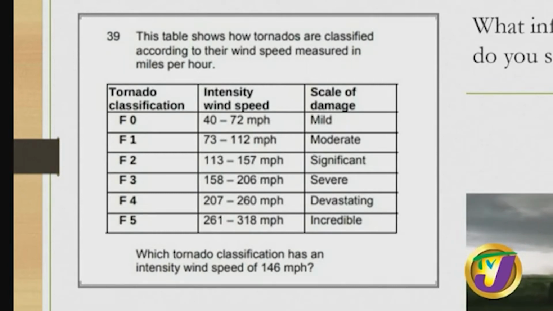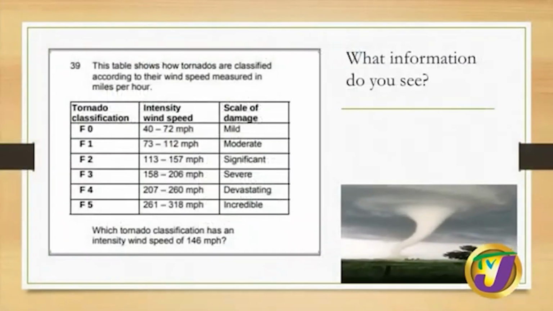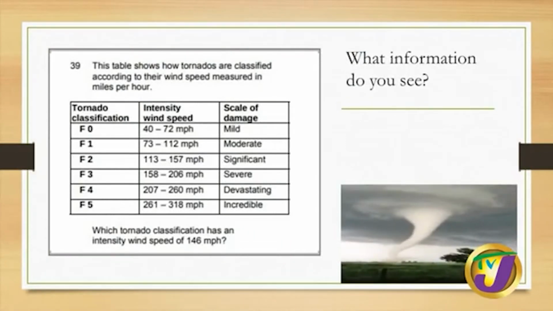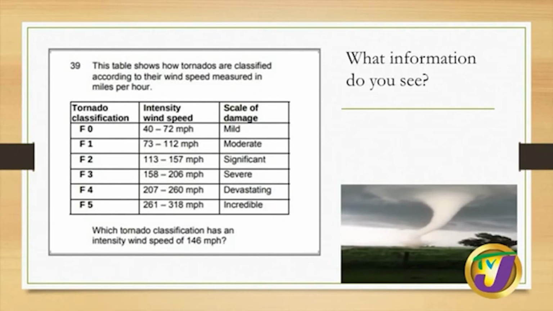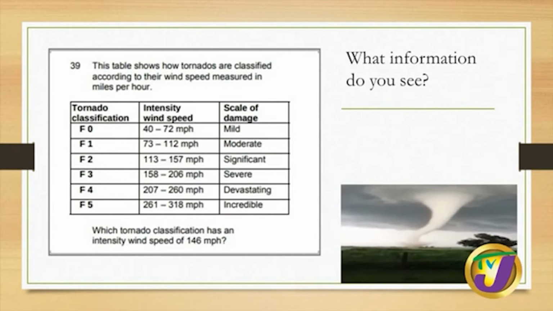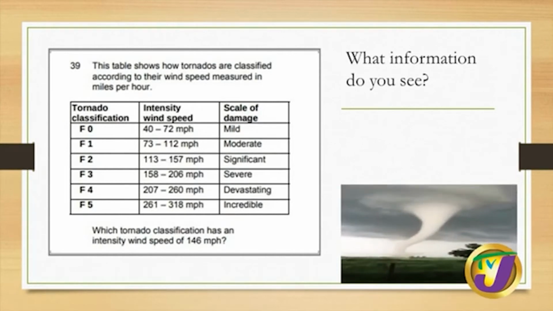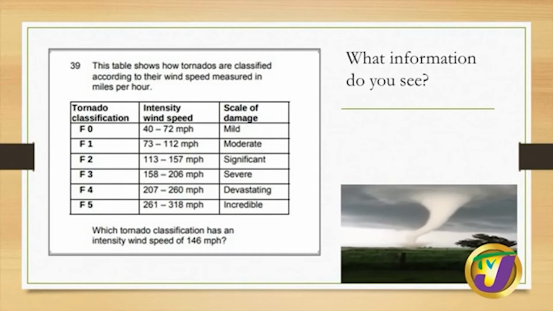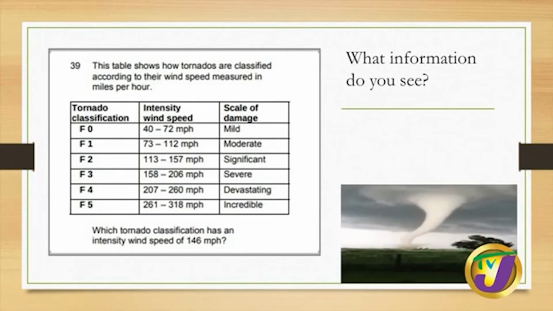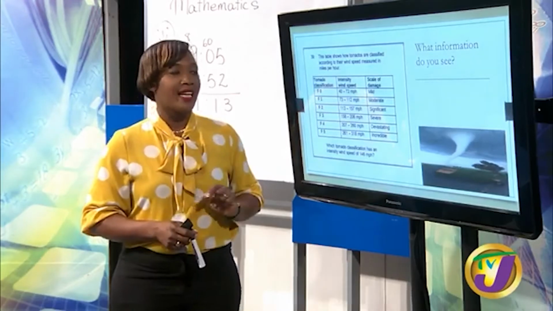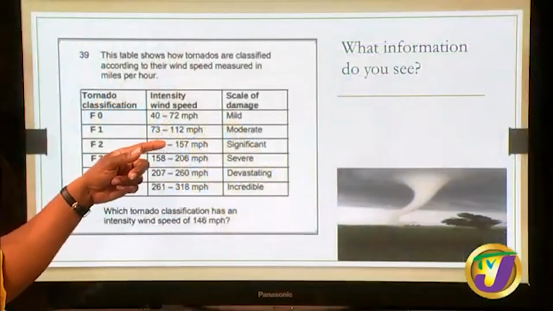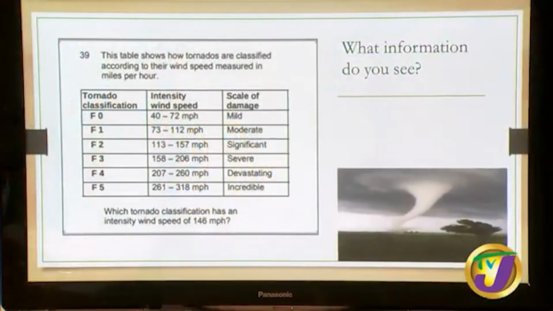What is the question asking? Which tornado classification has an intensity wind speed of 146 miles per hour? So I'm not seeing 146 miles per hour anywhere there. But can I account for 146 miles per hour? Of course I can. If I look at F2, I see that the range is 113 all the way to 157. Therefore, 146 miles per hour would fall in my F2 category.